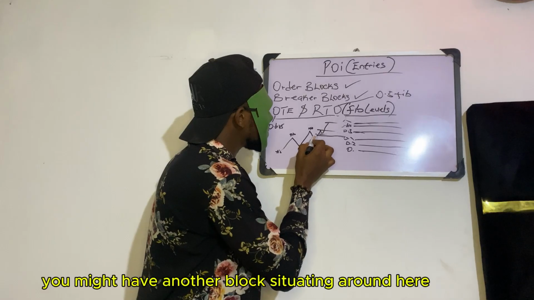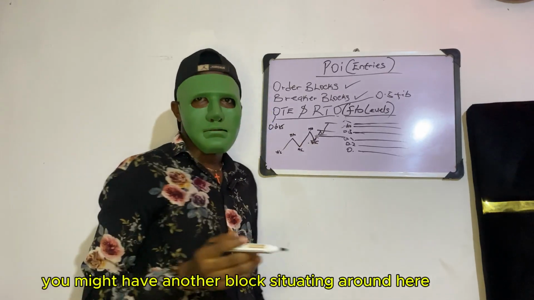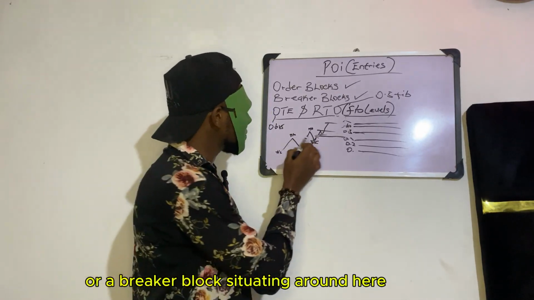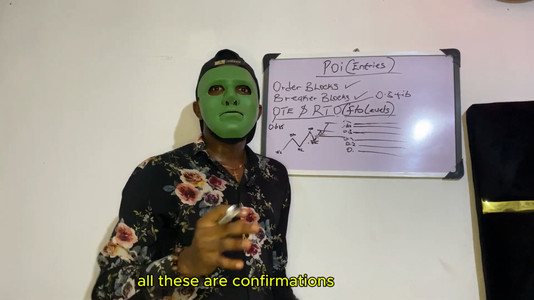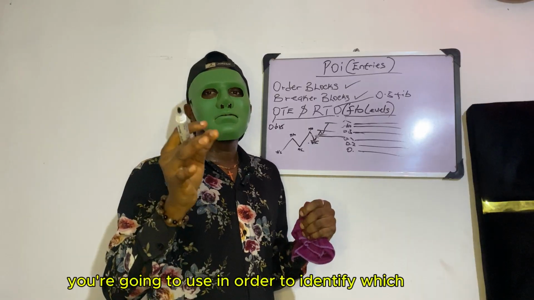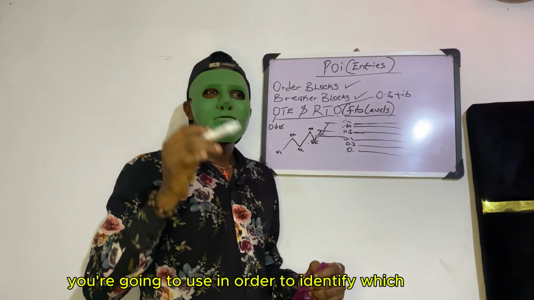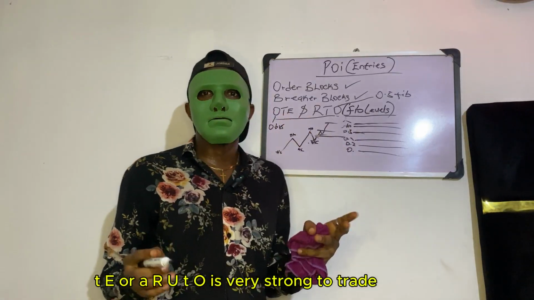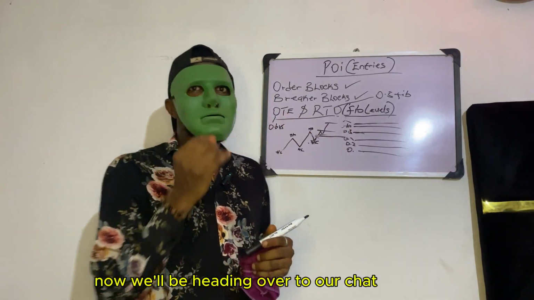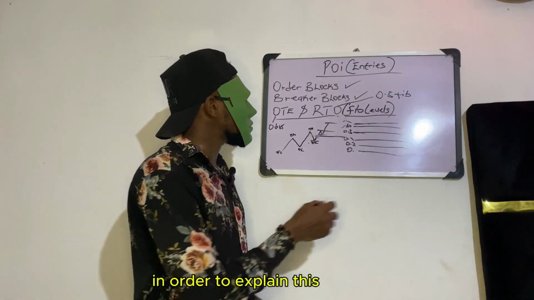And probably you might have another block situated around there, or a breaker block situated around here, whichever way. All these are confirmations you're going to use in order to identify if a Fibonacci level, an OTE or an RTO, is very strong to trade. Now, we'll be heading over to our chart in order to explain this.